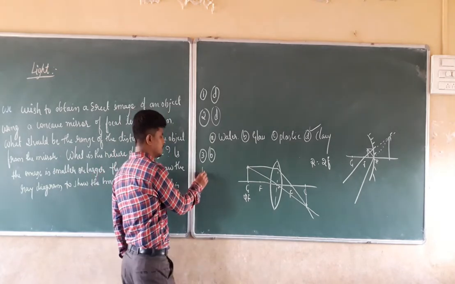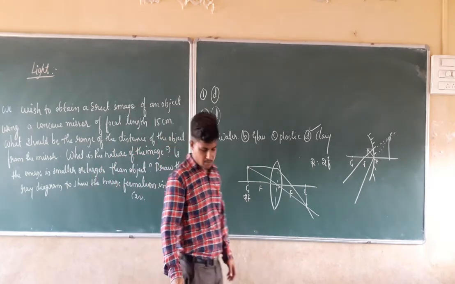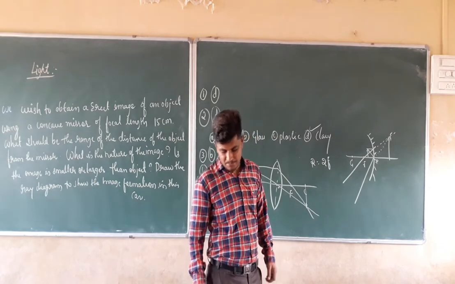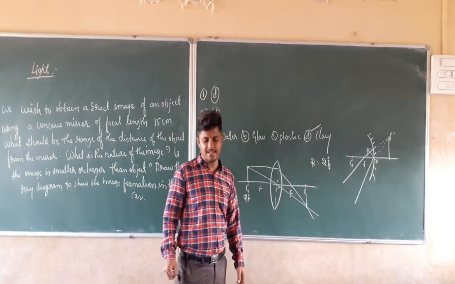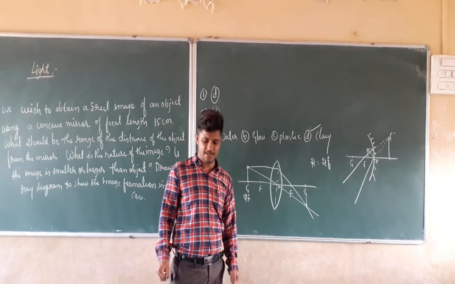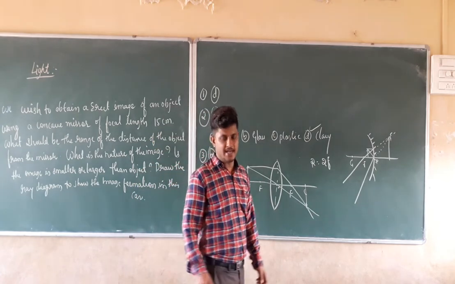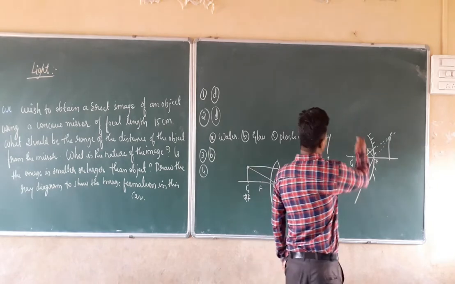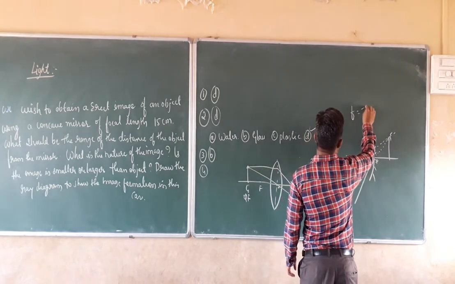Now the fourth question. What is that fourth question? A spherical mirror and a thin spherical lens have each a focal length of -5 cm. The mirror and the lens are likely to be, given the focal length equal to -5 cm.